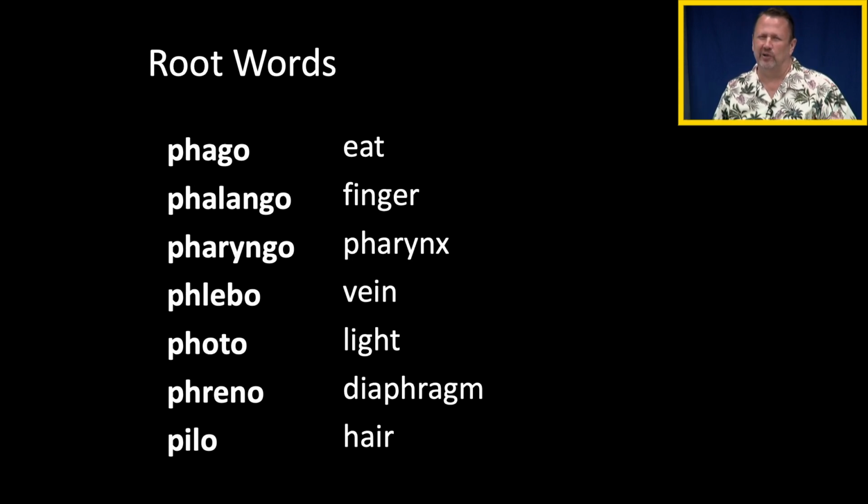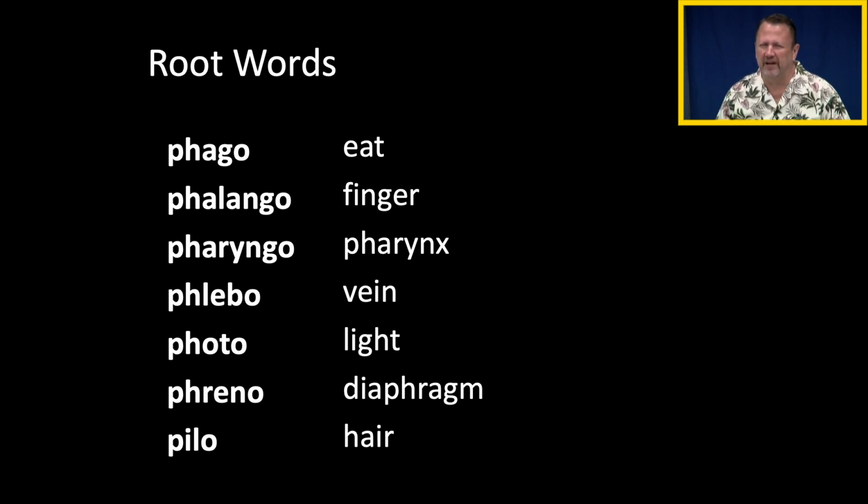Phago means to eat. A phagocyte is a white blood cell that eats other cells, a cell that eats other cells and junk. Phalangio, your phalanxes are your fingers. And so phalangio refers to not only the fingers, but the distal phalanxes of the toes are phalangios as well. However, in this case, phalangio usually refers to fingers. Pharyngeo has to do with pharynx, the back of your throat, the lower part of your throat, and so pharyngitis has to do with inflammation and infection of the pharynx.